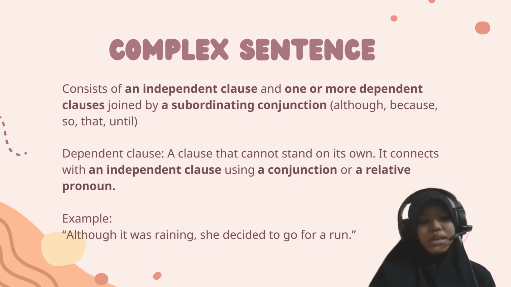For example, although it was raining, she decided to go for a run. She decided to go for a run is an independent clause. Although it was raining is the dependent clause, and although is the subordinating conjunction.